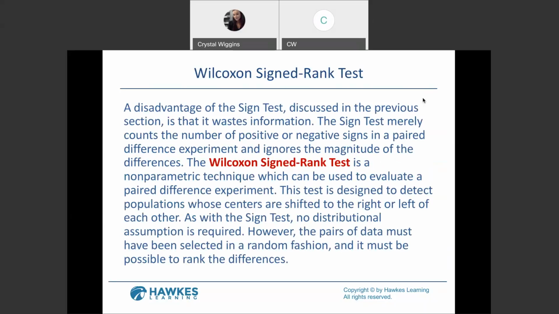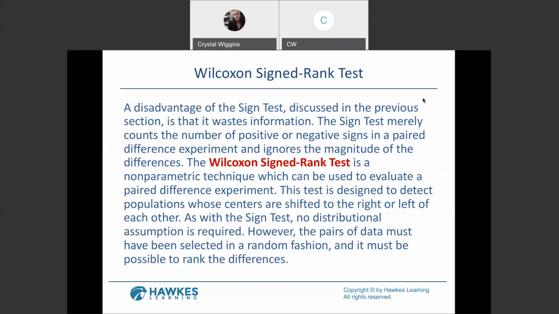So the disadvantage of the sign test that we discussed last week is that it wastes information, like I said. It merely counts the number of positive and negative signs in a paired difference experiment, but it ignores the magnitude of the differences. The Wilcoxon signed rank test is a non-parametric technique which can be used to evaluate a paired difference experiment. This test is designed to detect populations whose centers are shifted to the right or to the left of each other. Also, the same applies when our alternative hypothesis is a left-tailed or right-tailed test.